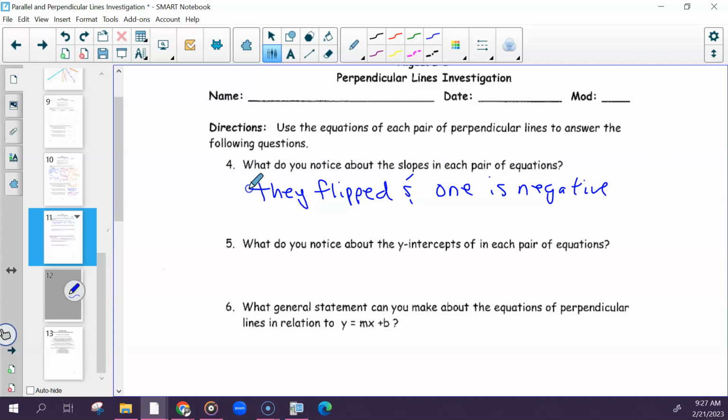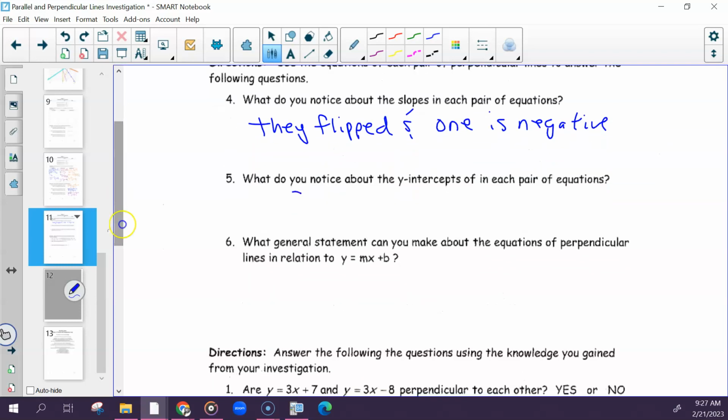What about the y-intercepts? What did you notice? The y-intercepts don't matter. Yeah. So they could be the same, they could be different. It doesn't matter. I'll just say some were different or the same. Doesn't matter.